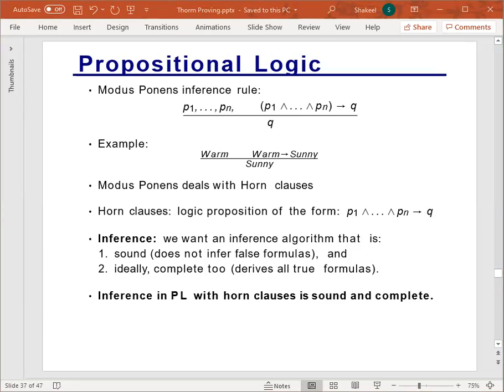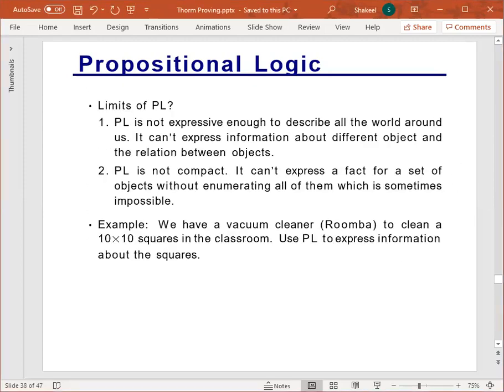We want an inference algorithm that is both sound and complete. Sound means we infer only true formulas, and ideally complete means we find all true formulas, and also specifically the bridge between the two. Inference in propositional logic with Horn clauses is sound and complete, and so is the resolution rule that we use to do inference. So propositional logic sounds like a powerful paradigm to represent knowledge about the world in artificial intelligence.